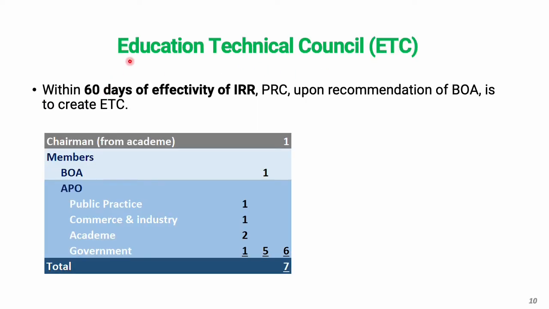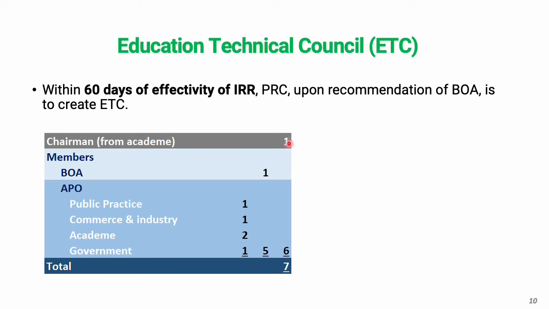Next, another council that supports the BOA in their functions and duties is the ETC, or the Education Technical Council. It is created within 60 days from the effectivity of the IRR. The PRC, upon recommendation of the Board of Accountancy, is to create the Education Technical Council. It consists of 7 members.